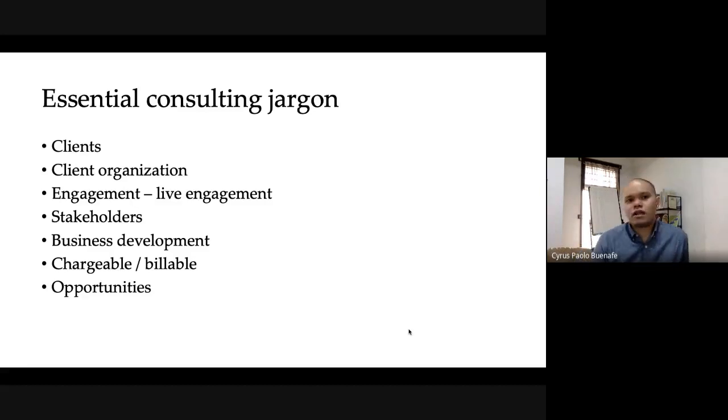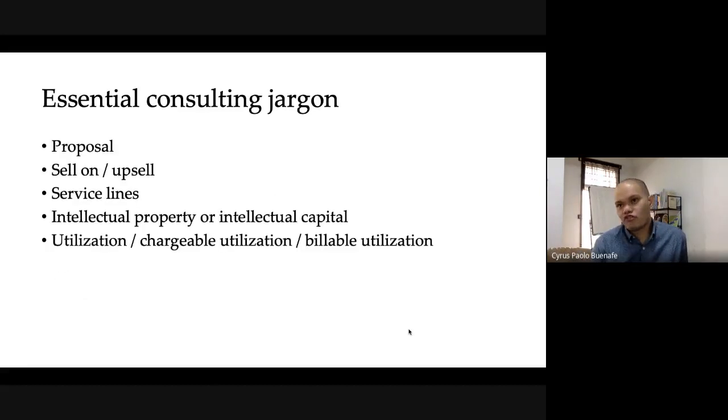Proposal: normally before you start an engagement, you have a proposal. It contains your price and the scope of work that you intend to do. Once the client agrees to your proposal, that's the time a contract is drawn up from the proposal.